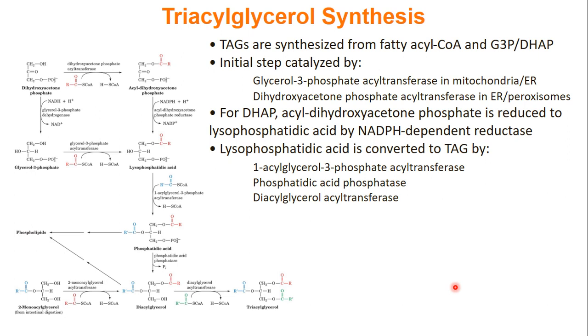Now let's see how we make our triacylglycerides. And these are synthesized from fatty acid coenzyme A and G3P and DHAP. So our initial step is as follows. In the mitochondria, we have glycerol 3-phosphate dehydrogenase, and that's also in the ER. And in the ER and peroxisomes, we have dihydroxyacetone phosphate acyl transferase, which is going to start us off.